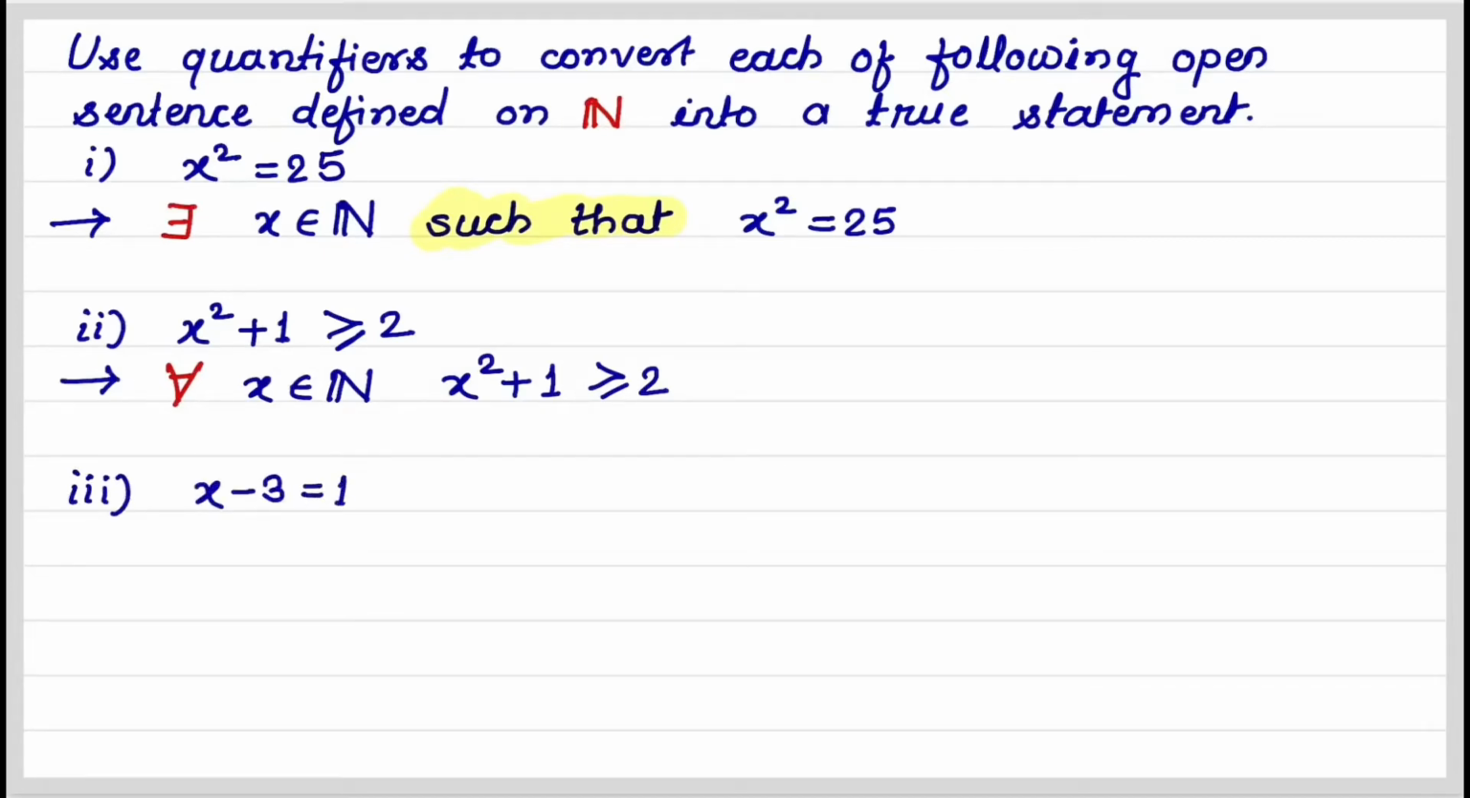Now the next one: x minus 3 is equal to 13. Is it true for every natural number? No. When we solve this equation, we get x is equal to 14.